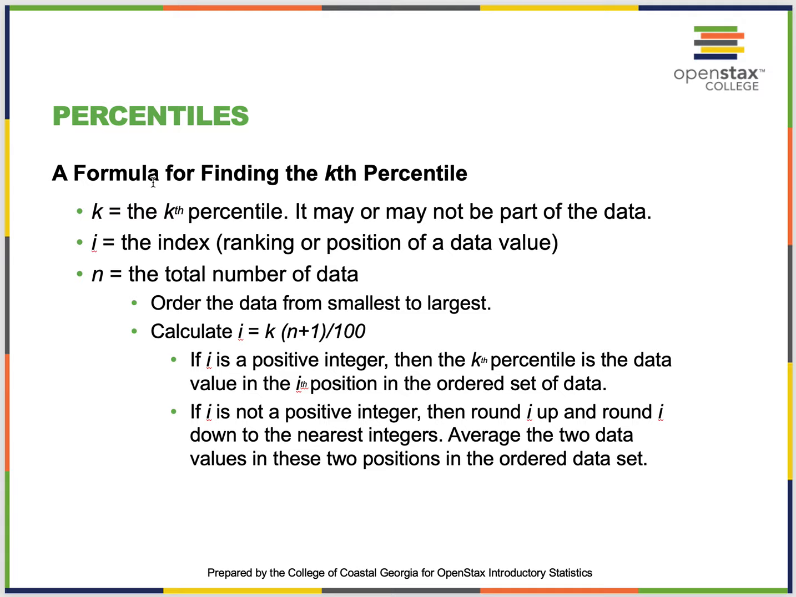You can't do this until you actually look at the calculations, and the other lecture, which we'll give in class, will help present that better. If I is not a positive integer, then round I up and round I down to the nearest integers. Average the two data values in these two positions in the ordered data set. Okay, so here's an example.